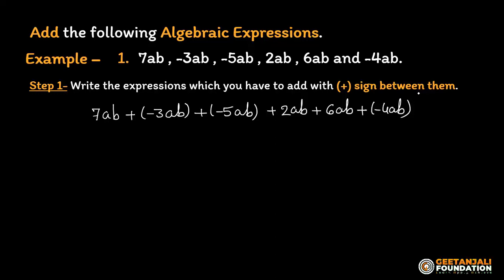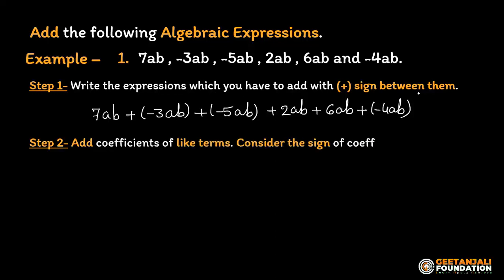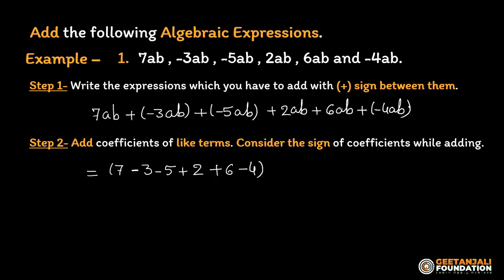So the first step we have done, and we know all the expressions have like terms. So in the second step, we add the coefficients of like terms. Here we will take the coefficients of all the terms because these are all like terms. We have ab as the variable everywhere with the same exponent. So in the second step, we'll take their coefficients along with their signs and write them: 7 minus 3 minus 5 plus 2 plus 6 minus 4. We took all their coefficients along with their signs and we will write ab over here.